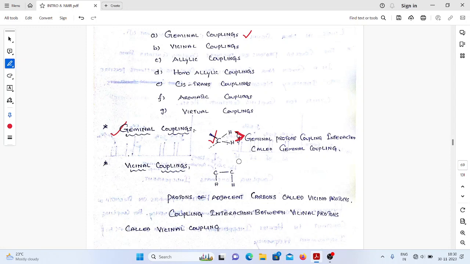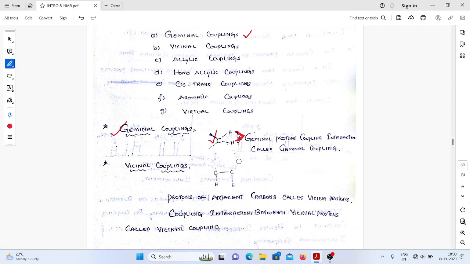Already we had a discussion. Whenever the same kind of nucleus is in coupling, that will not give any kind of spin-spin coupling or splitting phenomena. That's why whenever you want to observe the splitting of the signal, we need to have what?